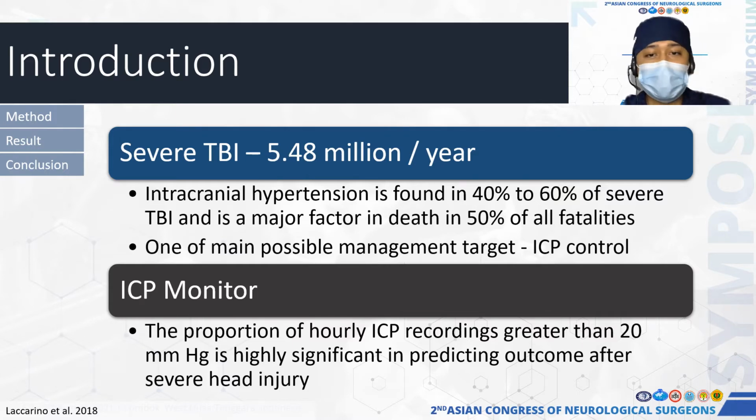One of the main possible management targets, as we know, is ICP control. So we really have to control the ICP in managing patients with severe TBI. And how do we know the ICP? Of course, with an ICP monitor. The proportion of ICP recordings greater than 20 millimeters of mercury is highly significant in predicting the outcome of patients with severe TBI.